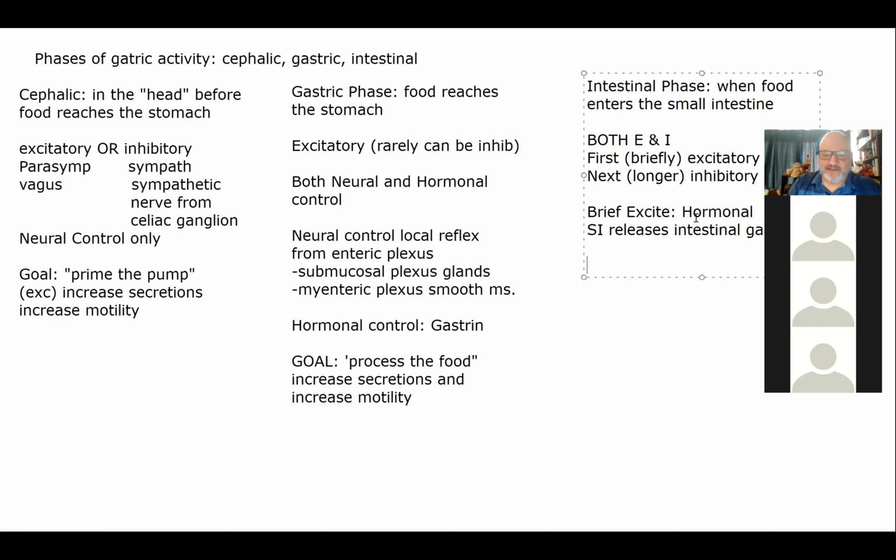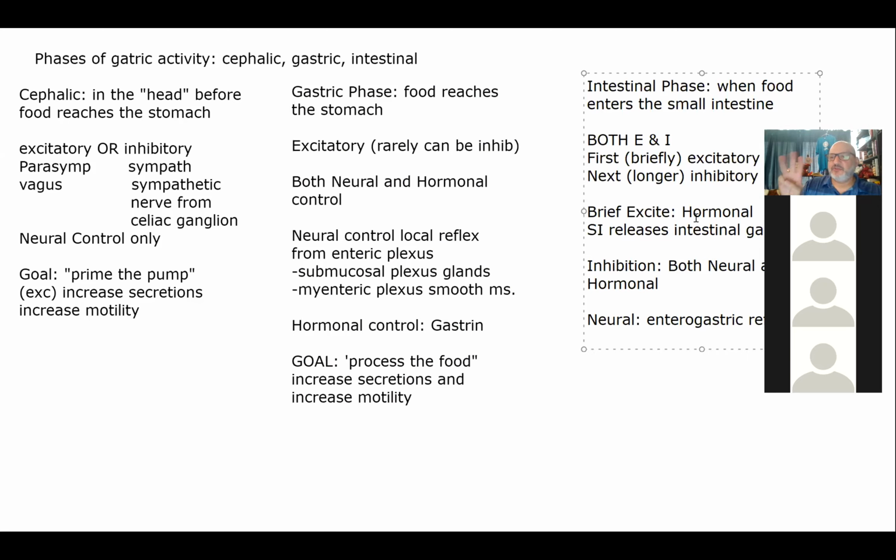However, the inhibition, is the inhibition hormonal, neural, or both? Neural. There is a neural. And hormonal. There you go. Both neural and hormonal. We can start with the neural first. The neural first basically is that reflex. What was it called again? Enterogastric. Excellent. That enterogastric reflex basically does three things.